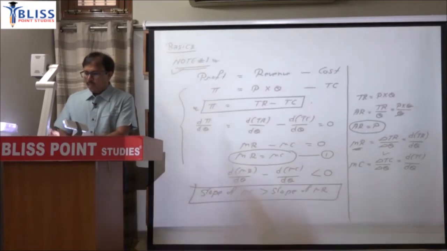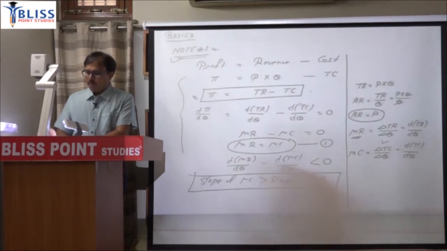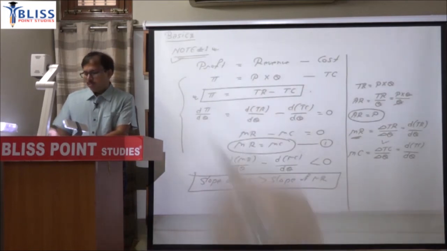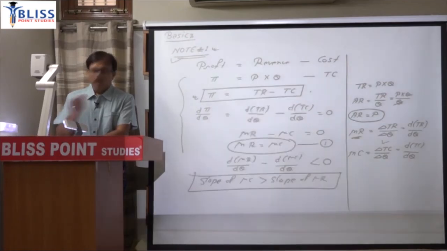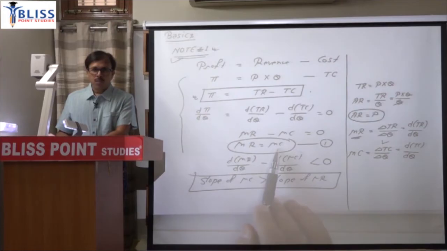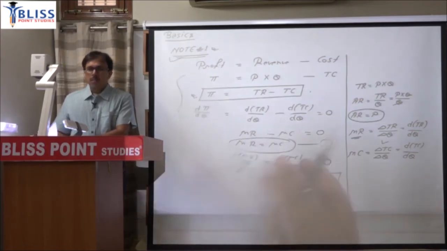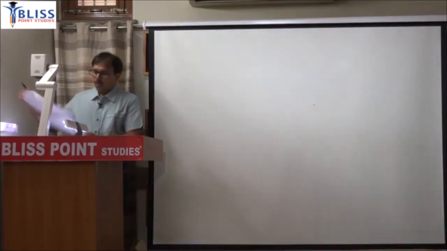In note number 1 you have written that profit is the difference of revenue and cost. And what is the profit maximizing condition? Ignoring that technicality, the profit maximizing condition requires that MR must be equal to MC and the slope of MC must be greater than the slope of MR. So by equating MR with MC you will get the profit maximizing quantity of output.